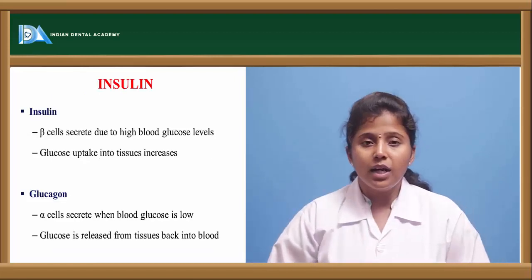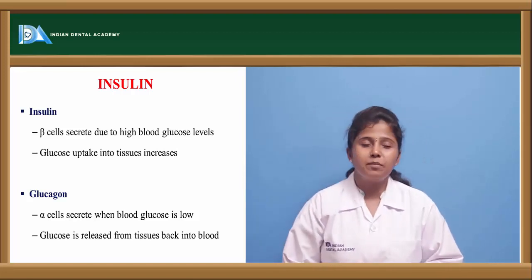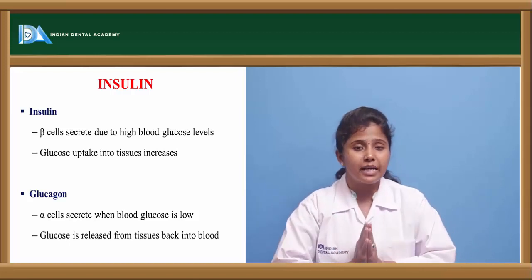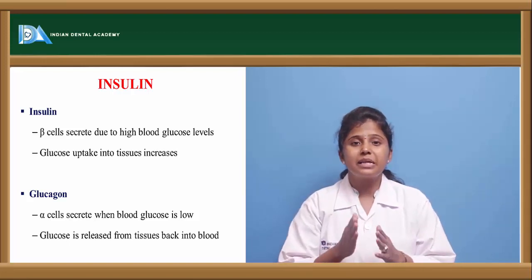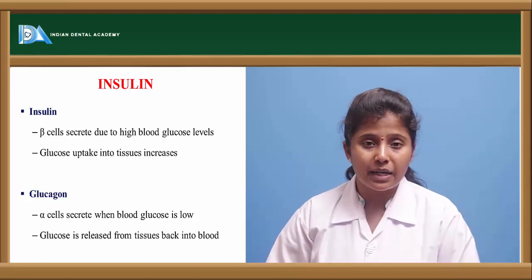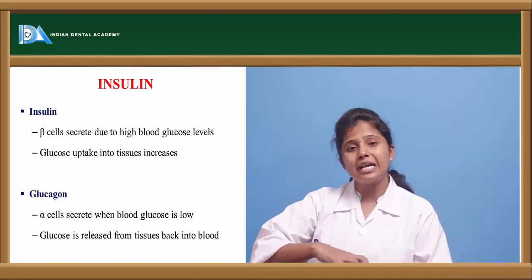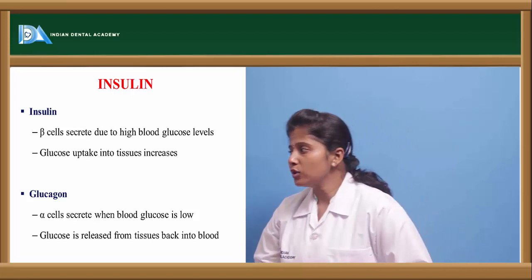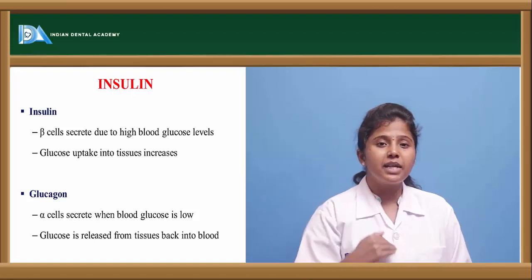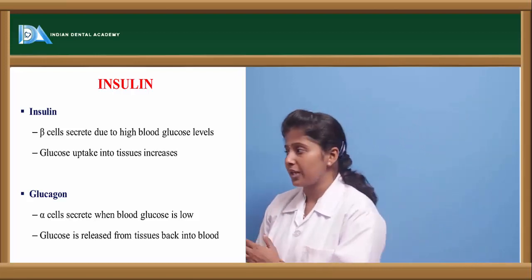What is insulin? Insulin is a peptide hormone secreted by the beta cells of the islets of Langerhans in response to increased blood plasma glucose. It allows glucose uptake into the tissues, thereby reducing glucose levels.